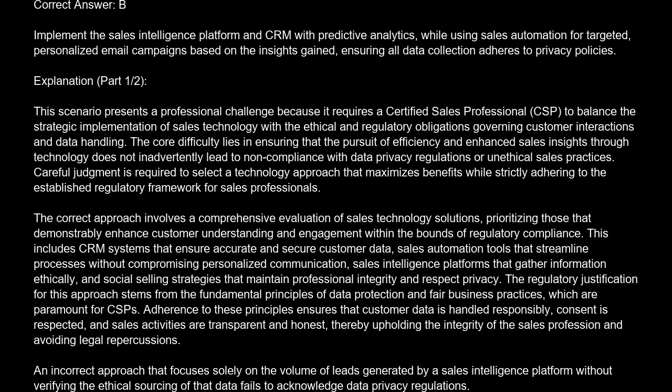The correct answer is B. Implement the sales intelligence platform and CRM with predictive analytics while using sales automation for targeted, personalized email campaigns based on the insights gained, ensuring all data collection adheres to privacy policies.